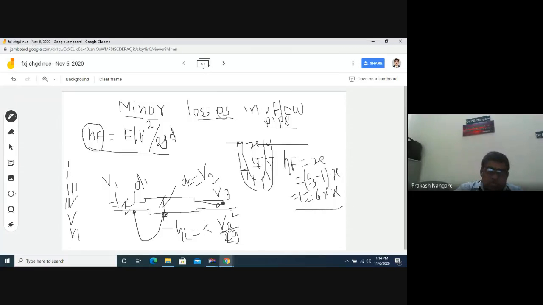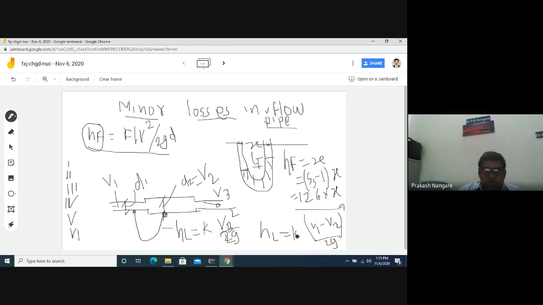Then you have to observe the sudden contraction or gradual contraction and the enlargement section. The formula remains the same. Suppose V1 is the velocity and V2 is the velocity for the enlarged section. Therefore, this HL is equal to K into V1 minus V2 square by 2g. So this is the formula you have to utilize to find out the minor losses.